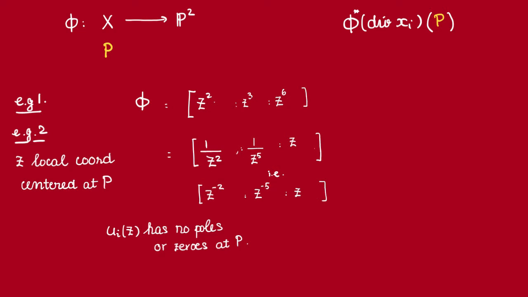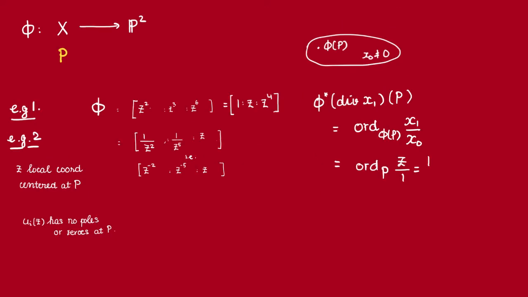Now, let's look at the first example. To find the value of phi at P, remember we choose a different representative of this map. We divide all of the coefficients by z to the minimum order of vanishing of these coefficients at P. So we divide everything by z squared and get the following. And so we see that phi(P) is going to be [1, 0, 0].